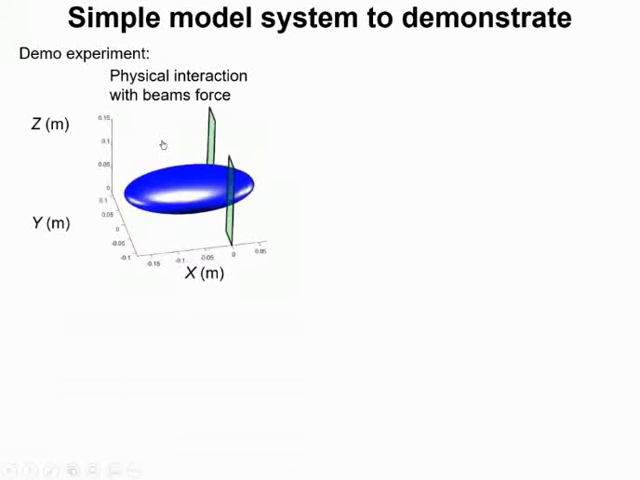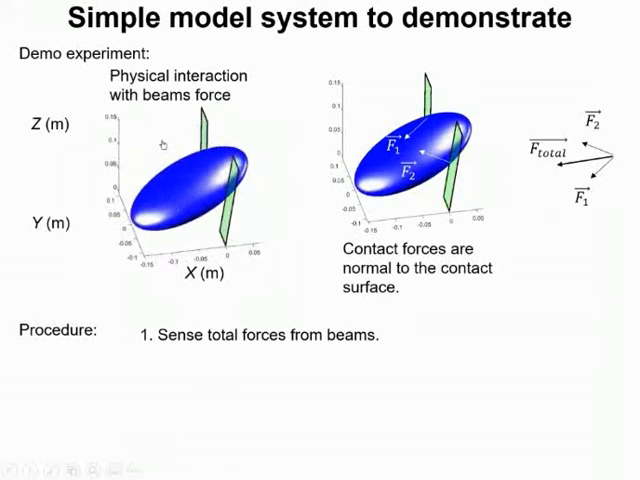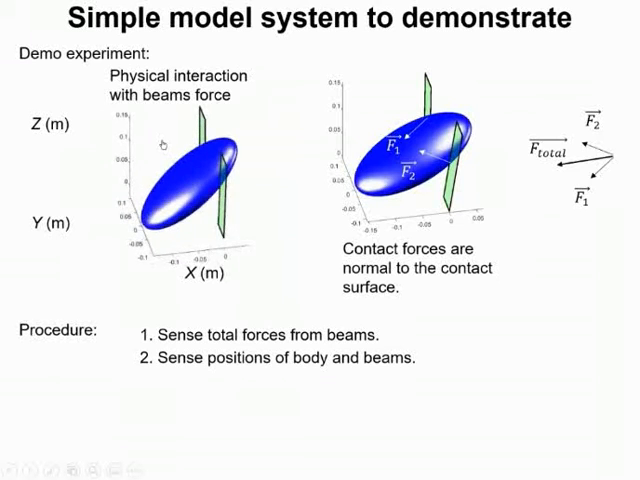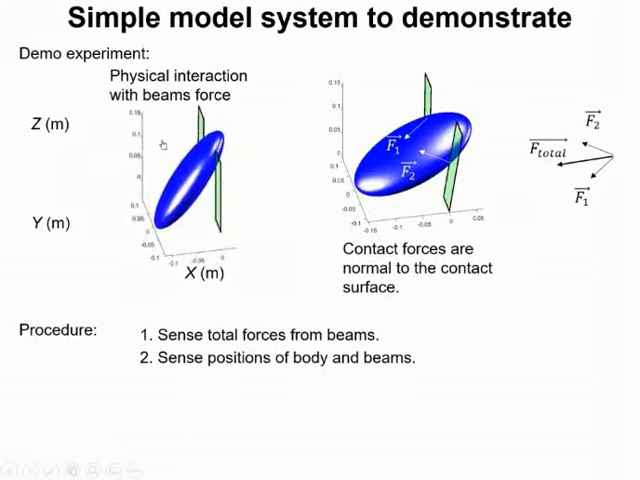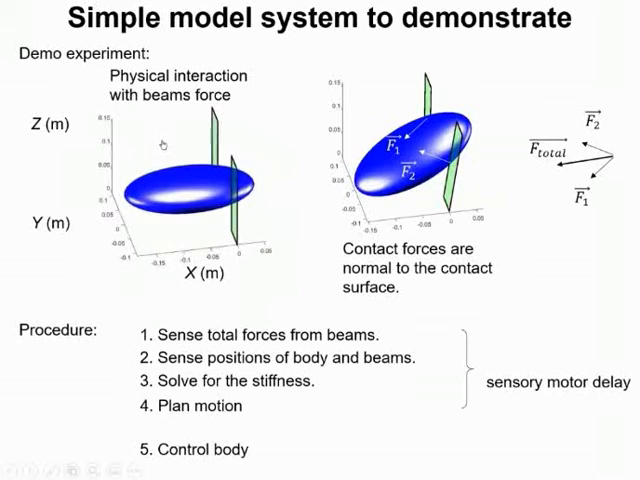When the body contacts the beams, it can sense the total forces during interaction. In the model, we assume the contact forces are normal to the contact surface. It also senses the positions of body and beams every moment, so it can create a geometric map first. Force sensing helps the body know the stiffness of beams, so combining the material properties and the geometric map, we can plan the motion. It costs time in these steps, and we name it sensory motor delay. The final step is to control the body to follow the planned trajectory.